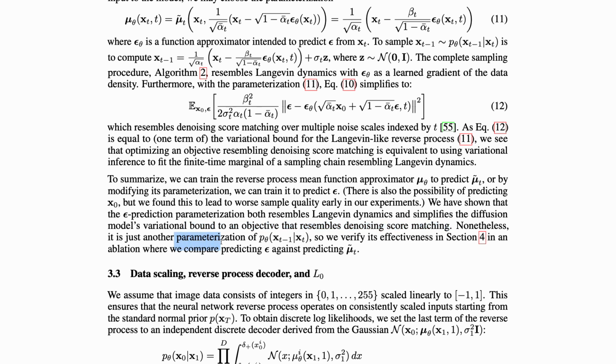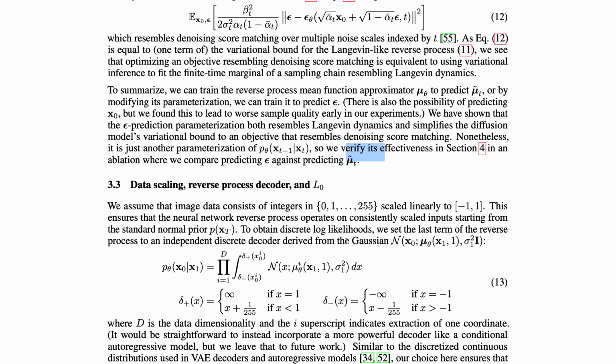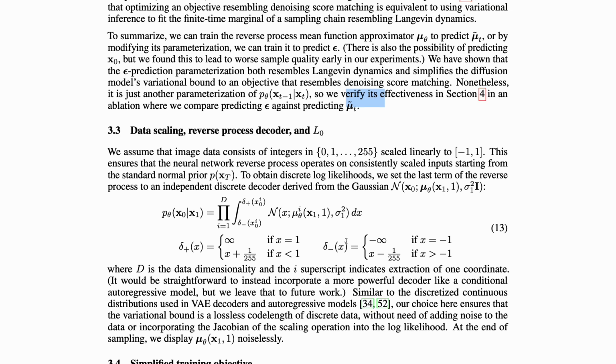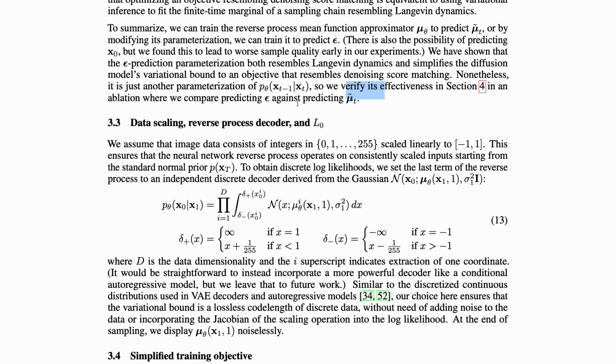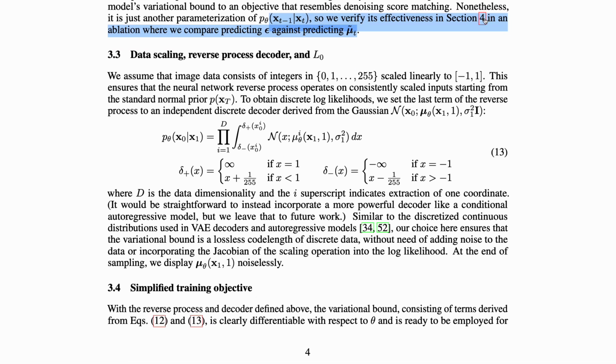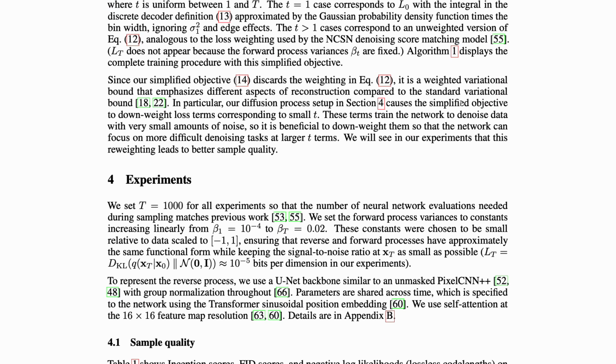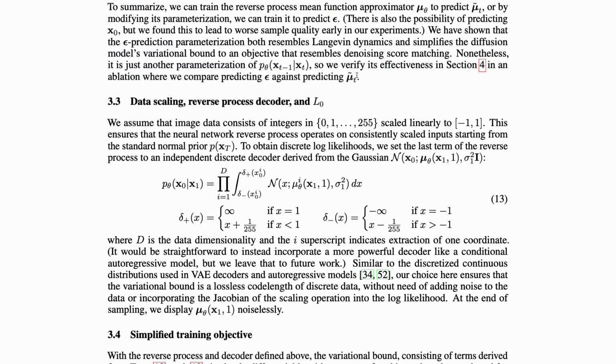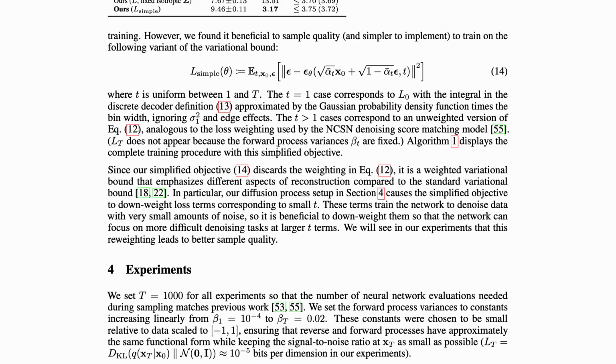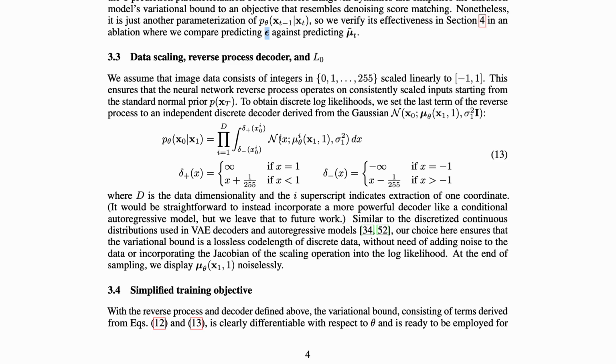Nonetheless, it is just another parameterization of p theta xt minus 1 given xt. So we verify its effectiveness in section 4 in the ablation, where we compare predicting epsilon against predicting mu t. So in section 4 they will be discussing which one is better, predicting the mean mu directly or the epsilon. Okay, we will read two more subsections, and then we are done for today.